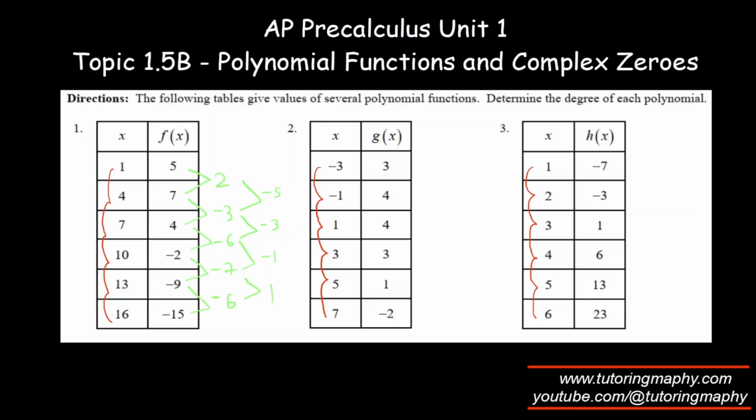Let's find the third difference. Negative 3 minus minus 5 is 2. Negative 1 minus minus 3 is 2. I think we have a winner. 1 minus minus 1 is 2. Absolutely. The third difference is constant. Third difference is constant means the degree is 3. This is a cubic polynomial. So the degree is 3.